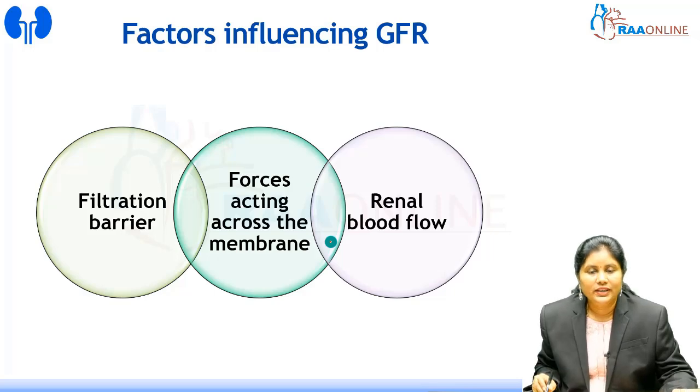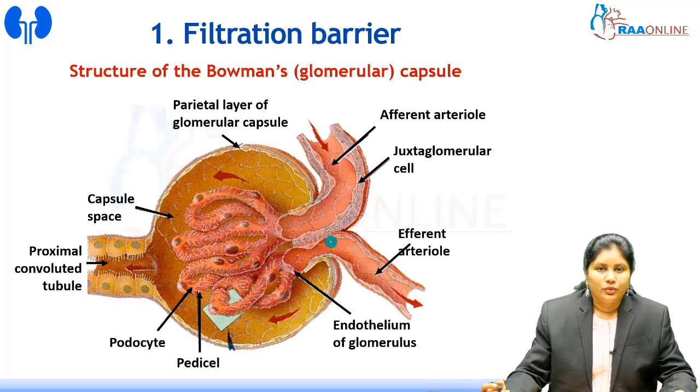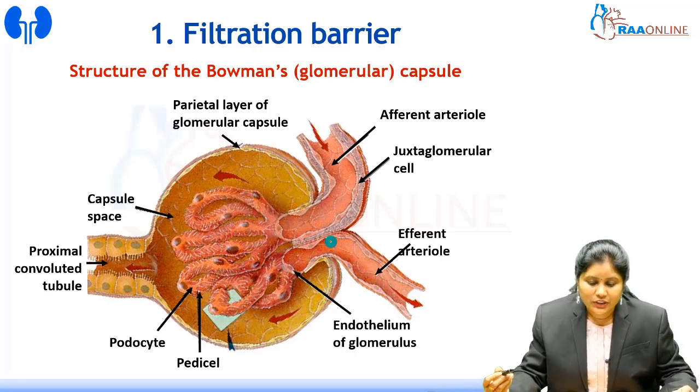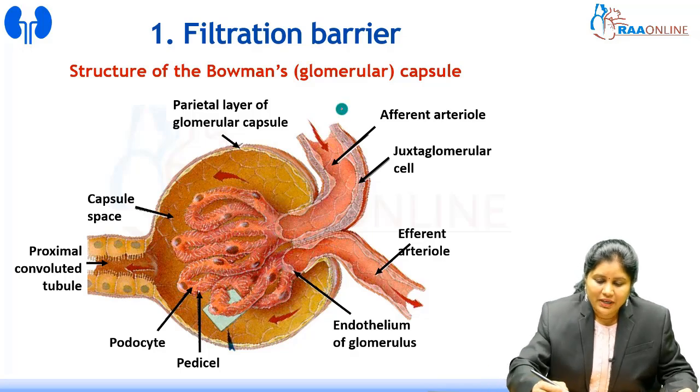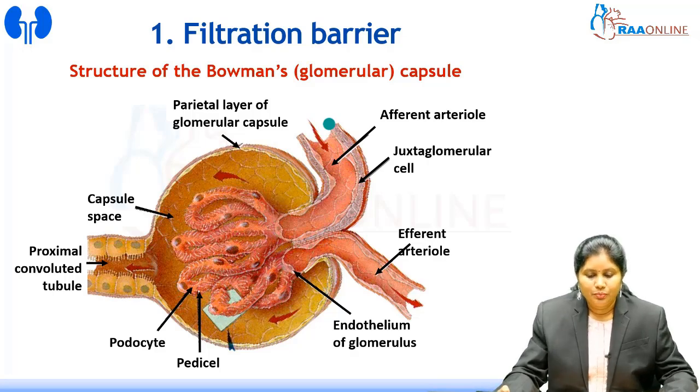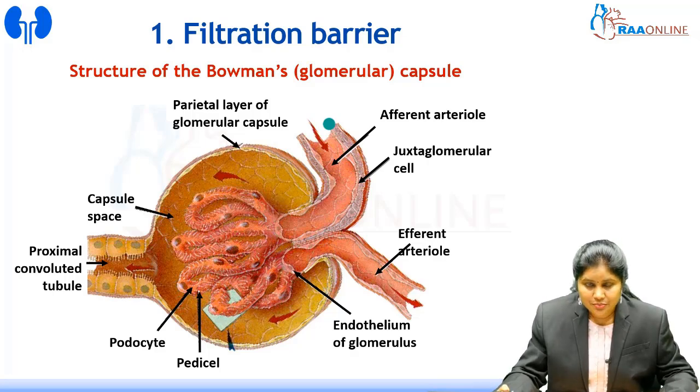Now, what is this filtration barrier? So, let us quickly revise the functional anatomy of the kidneys and the glomerulus especially. See, the blood vessel which is coming into the glomerulus is the afferent arteriole. This is the afferent arteriole. So, this is the structure of the glomerulus and the Bowman's capsule.